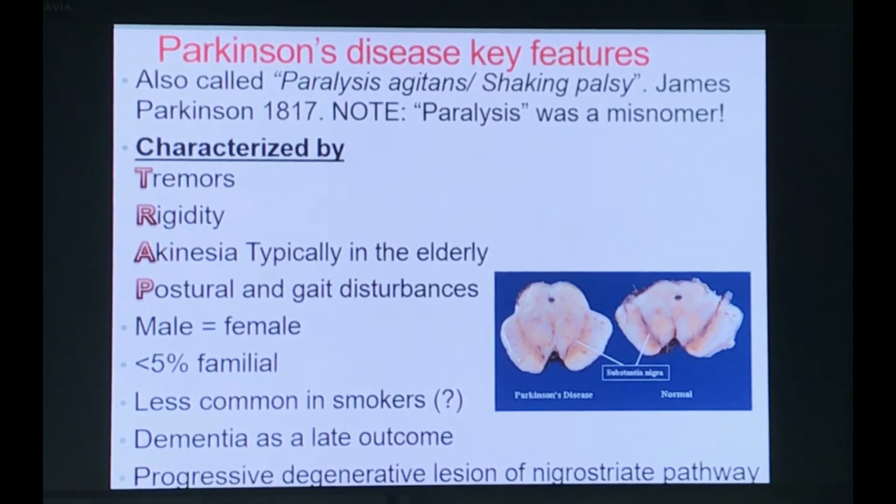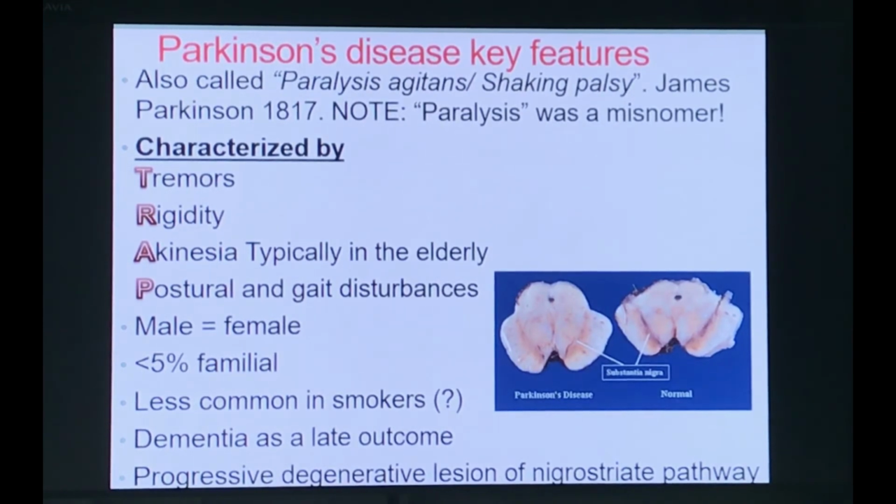Then they have akinesia, that is difficulty in initiating the movement. Once they initiate, the movement will be very slow, and they have difficulty to stop. So whenever they try to stop the movement, they'll have a shuffling and festinate type of gait. Typically seen in elderly, so this is more common as the age increases above 45 or 50 years of age. Postural and gait disturbances. And dementia, that is loss of memory, can be a late outcome which is not seen at the initial period.